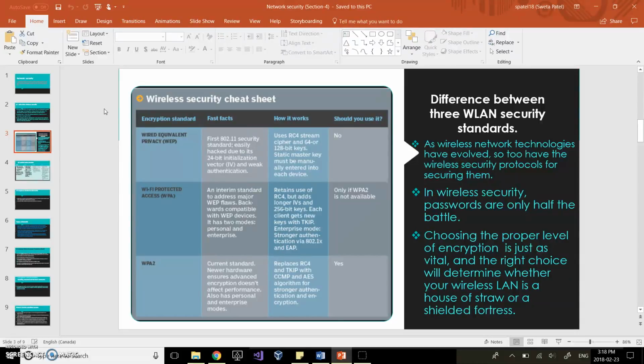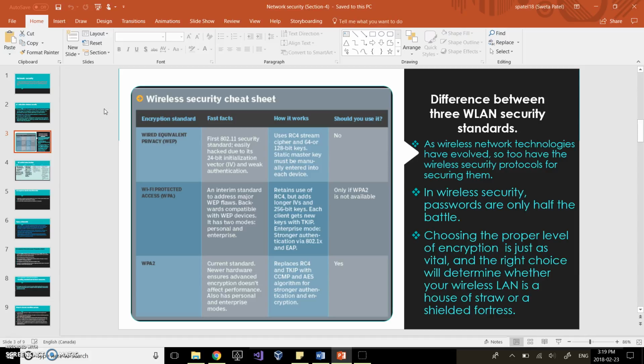Let's look at the first one, WEP, which is Wired Equivalent Privacy, the first 802.11 security standard. It is easily hacked due to its 24-bit initialization vector and weak authentication. How does it work? It uses the RC4 stream cipher and 64 or 128-bit keys. A static master key must be manually entered into each device.